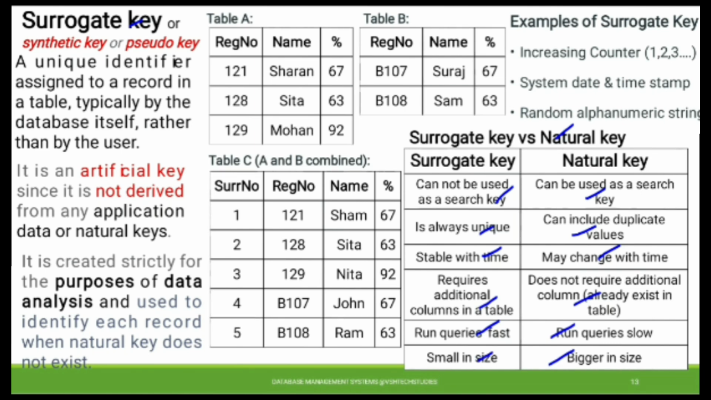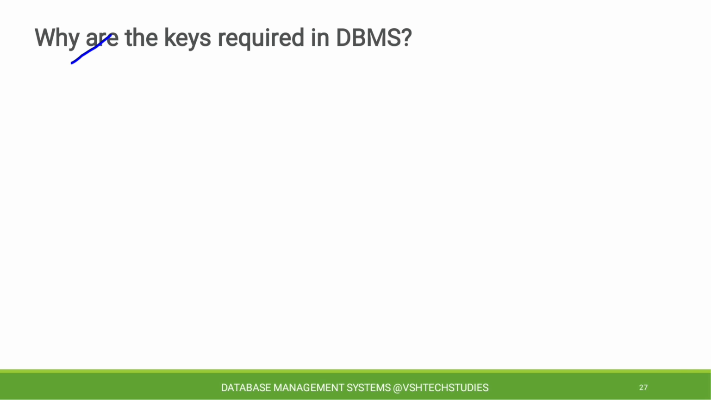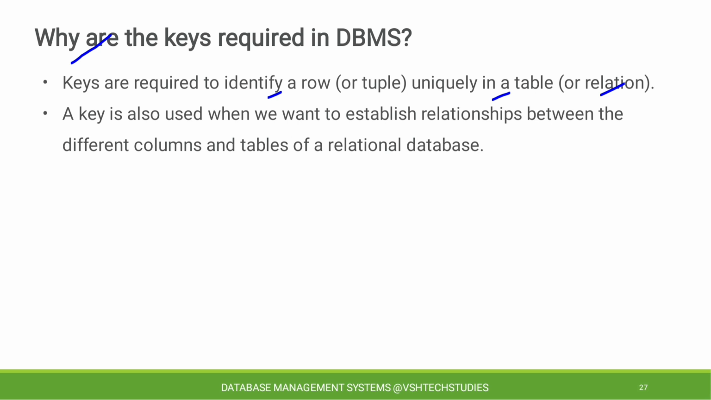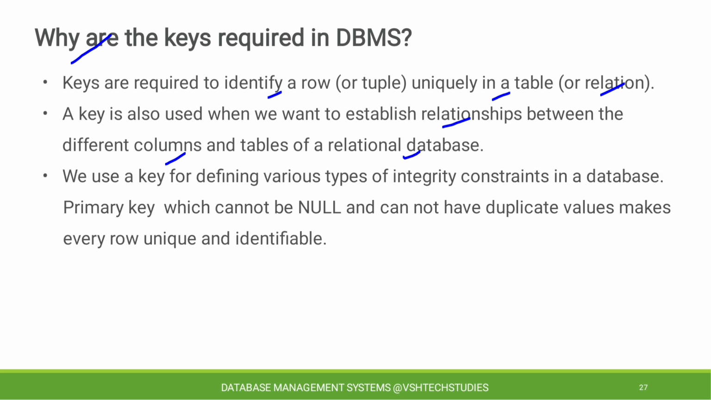Surrogate keys play an important role when natural keys are not available. Then these can be used to identify any row uniquely. That is all about surrogate key. Next, we shall know why keys are required in DBMS. In DBMS, the keys are required to identify a row or tuple uniquely in a table or relation. A key is also used when we want to establish relationships between the different columns and tables of a relational database. We use a key for defining various types of integrity constraints in a database. Primary key, which cannot be null and cannot have duplicate values, makes every row unique and identifiable.